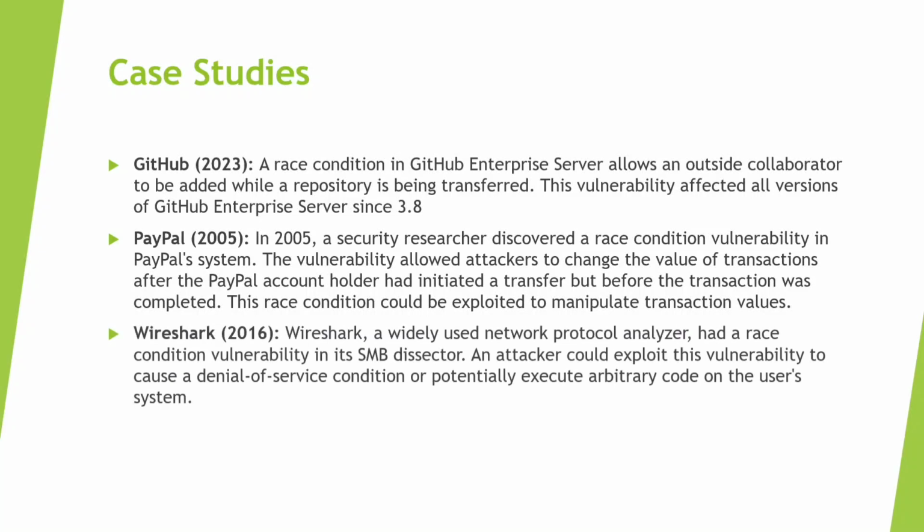It was also present in Wireshark in 2016. Wireshark is a widely used network protocol analyzer. It had a race condition vulnerability in its SMB dissector. In this vulnerability, an attacker could exploit it and cause a denial of service condition and potentially execute arbitrary code on the user's system, which was also a very serious impact.